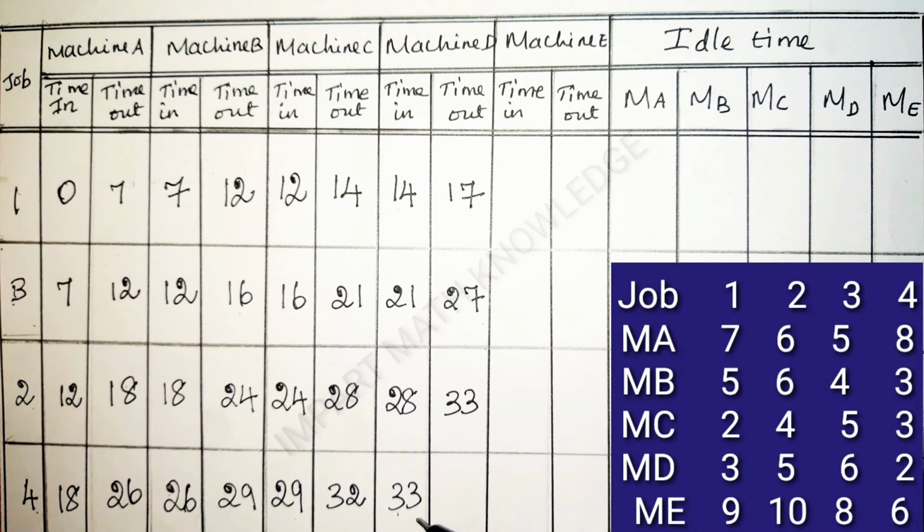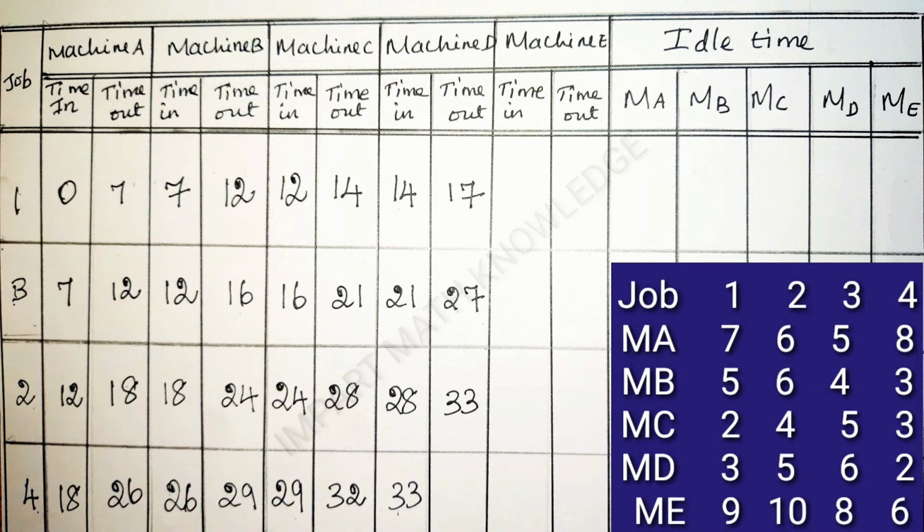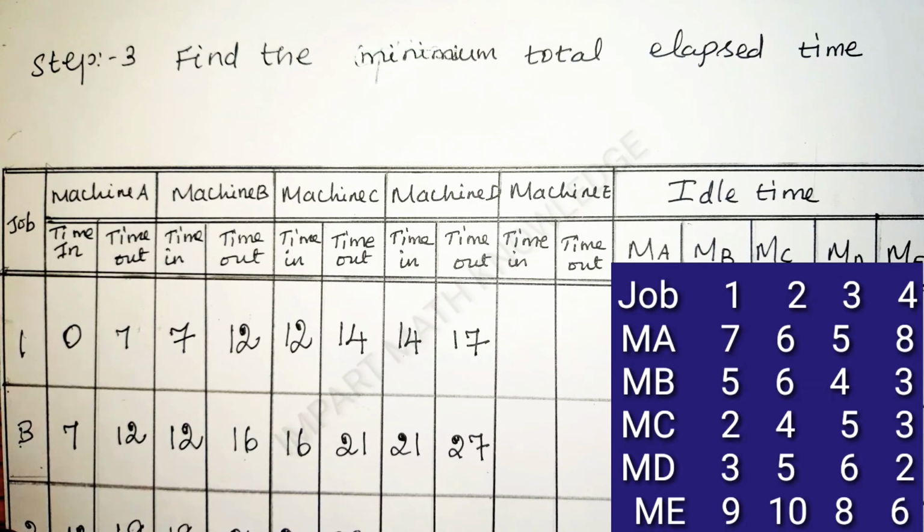Time out is the processing time for job 4 on machine D, which is 2. So 33 plus 2 is equal to 35. For job 4, machine D, time in is 33, time out is 35. The time in and time out for machine D is over. Next we have to find the time in and time out for machine E.